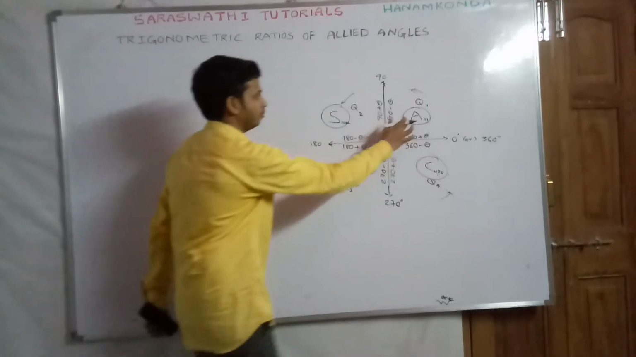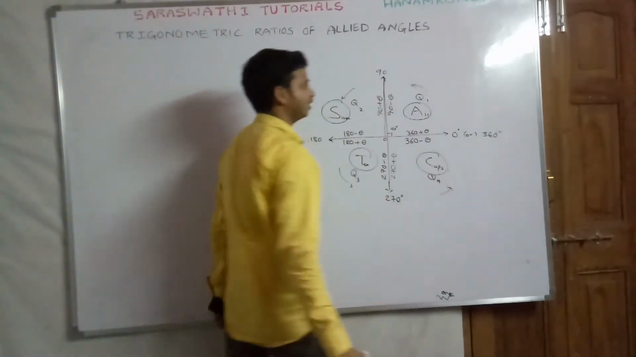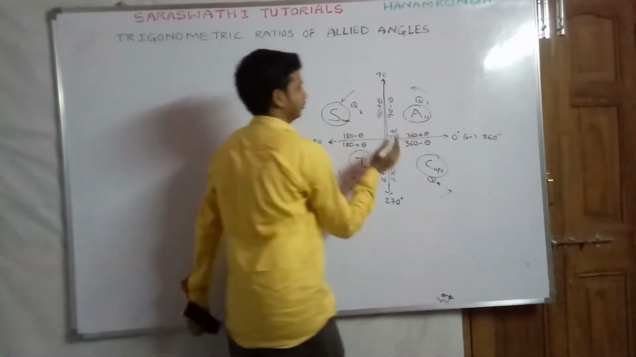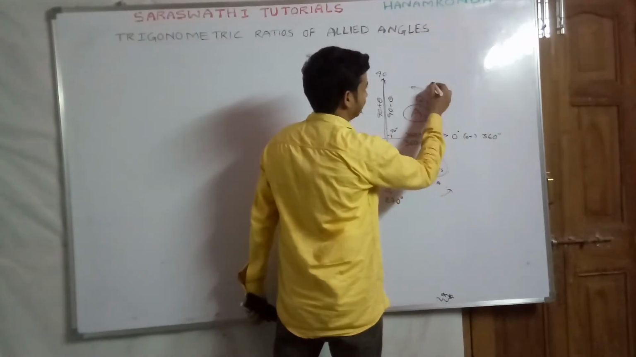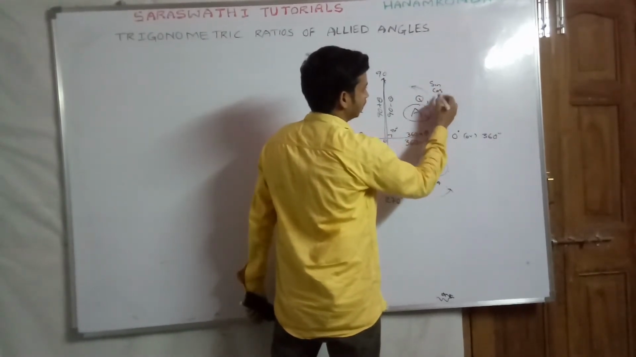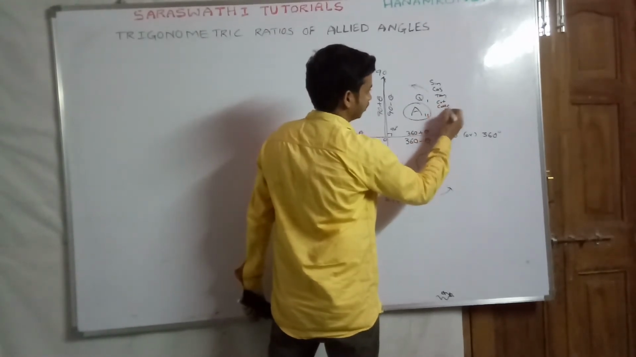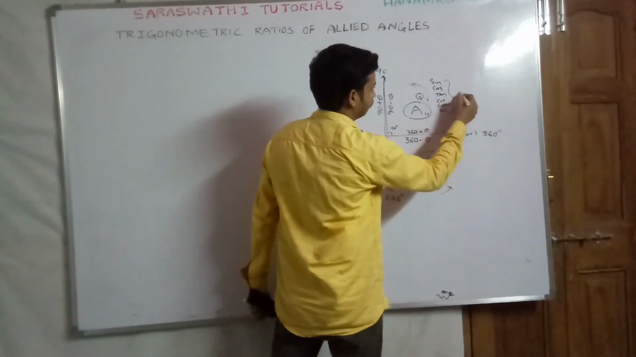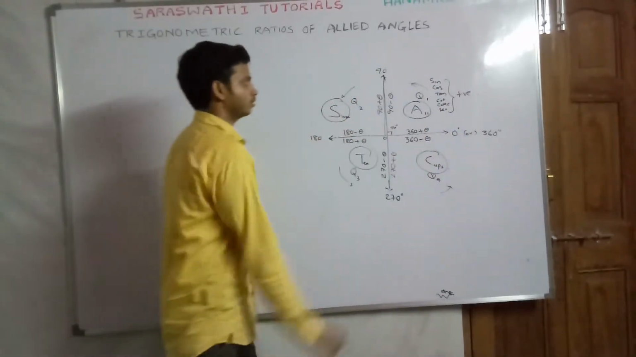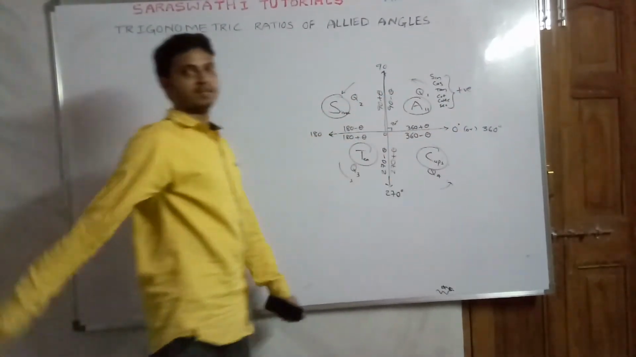Okay, so All means here in the first quadrant all the trigonometric ratios will be positive. That means sine, cos, tan, cot, cosec, sec, all are positive in the first quadrant.